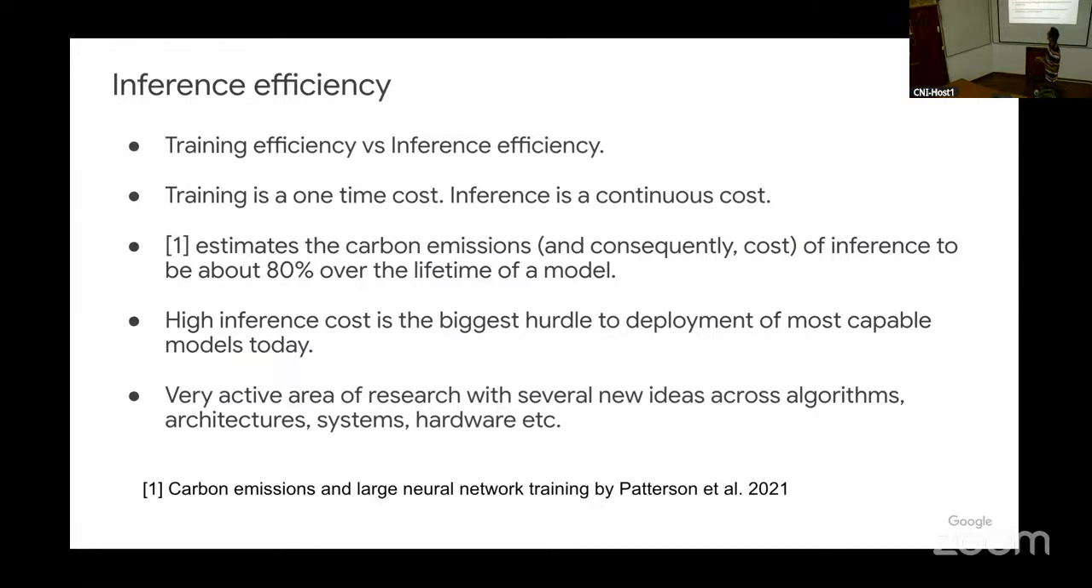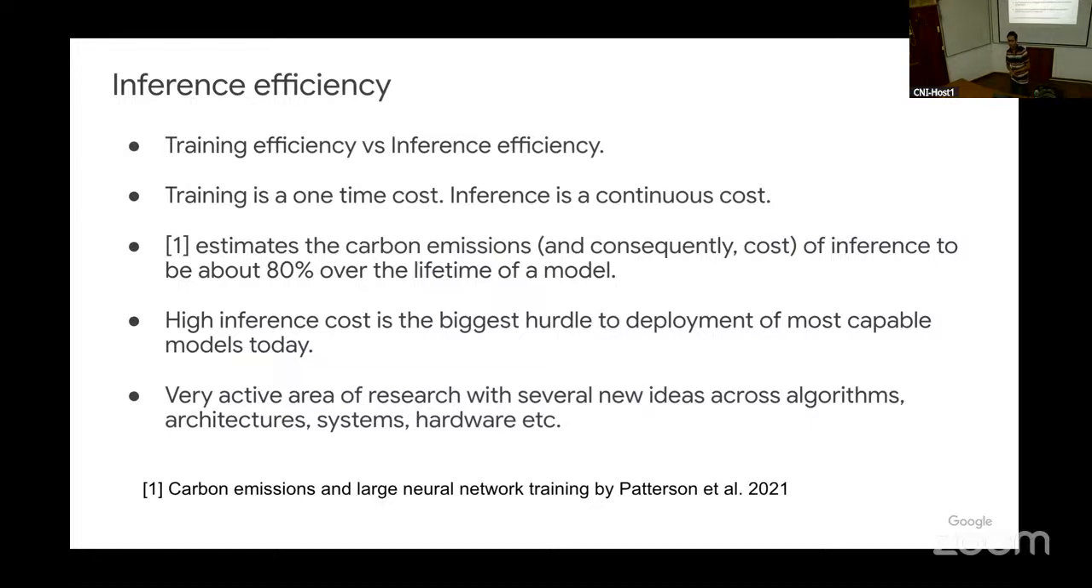The main reason motivating inference efficiency in particular is that training is usually a one-time cost. You train the model and then you usually keep it. However, inference is a continuous cost. As long as the model is being used, people keep sending queries or inputs, and the model needs to process them and generate an output. There are studies which suggest that over the life cycle of a model, the overall cost and the resultant carbon emissions are such that about 80% comes up during inference and only the remaining 20% comes up during training. So inference efficiency is pretty important because it dominates the overall cost of a model during its entire lifetime.